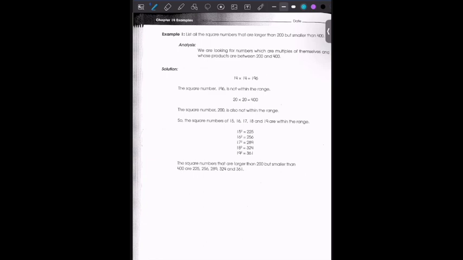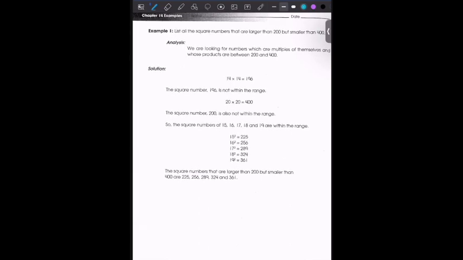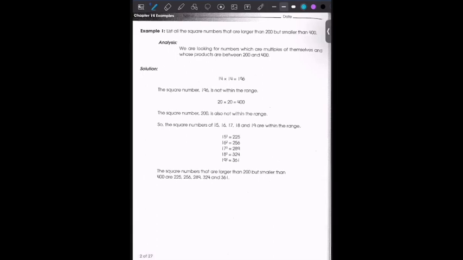Now we're going to look at example 1, and it says, list all the square numbers that are larger than 200 but smaller than 400. A square number around 200: if we try, 13 times 13 is 169, and 14 times 14 is 196. So 196 is probably the closest we can get to 200. Starting from 15 times 15, it's going to be larger than 200. And 400 is 20 times 20, so we know it's going to be less than 20 times 20.